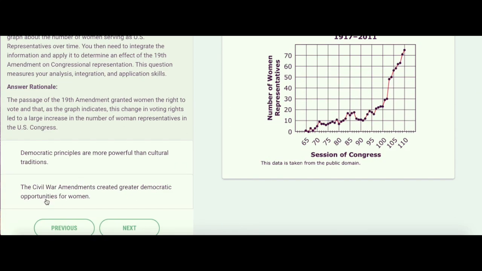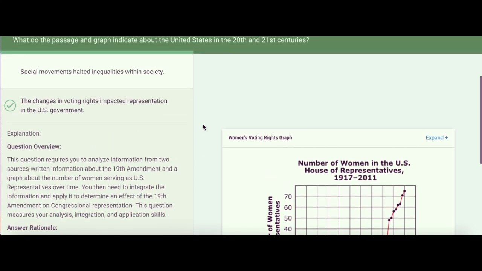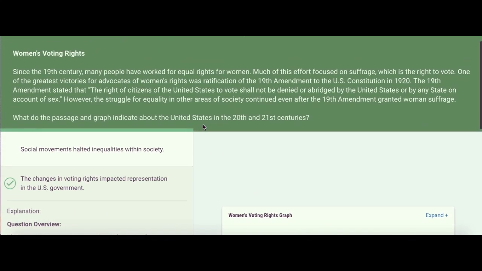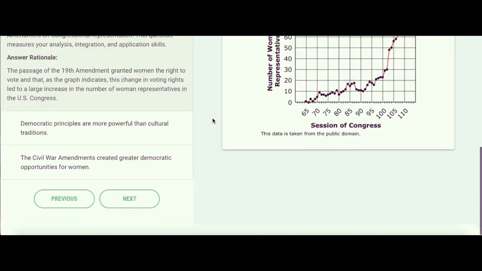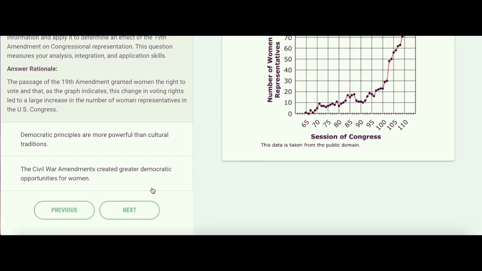So let's skip down here to D. It says the Civil War amendments created greater democratic opportunities for women. So the word Civil War should raise an eyebrow here. And the reason is because the Civil War is not even directly mentioned in this passage. We have to go based off of the evidence in the passage. And so we can rule out D based off of the evidence.